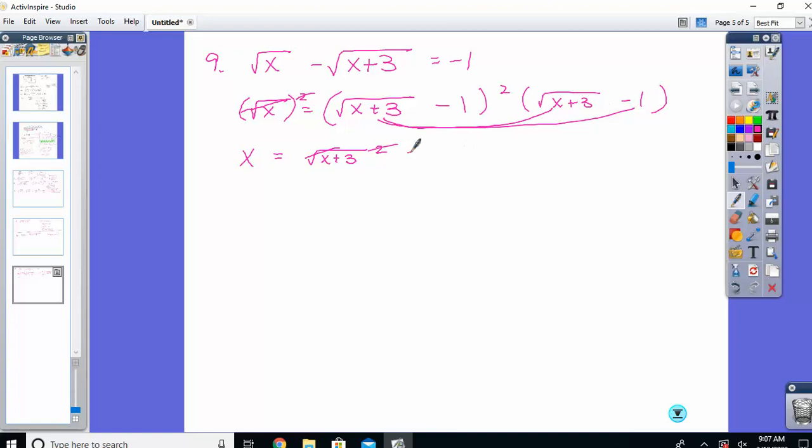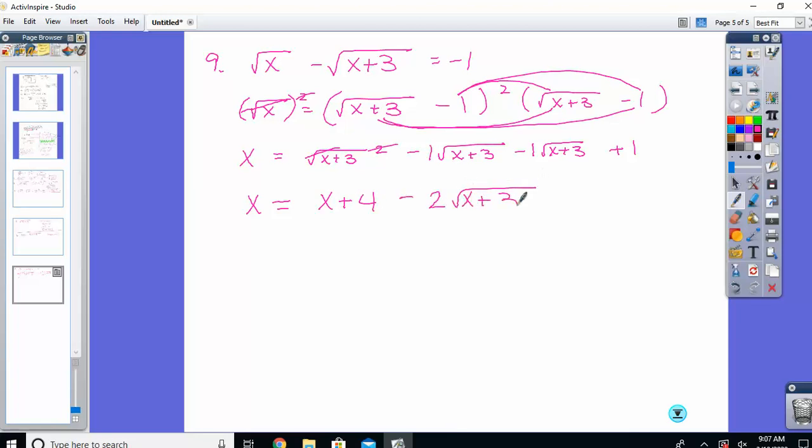Outside would be -1 radical x plus 3. Inside, -1 radical x plus 3. Last, -1 times -1 is +1. So adding like terms, x plus 3 plus 1 is x plus 4. -1, -1 make -2 radical x plus 3. I want to isolate this radical. So if I subtract my x, those actually drop. Subtract your 4.